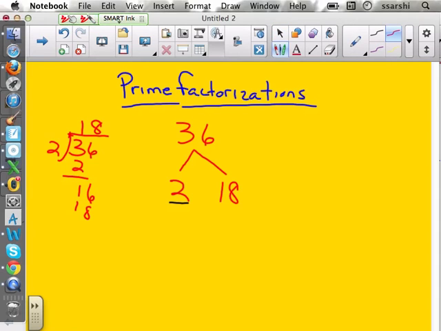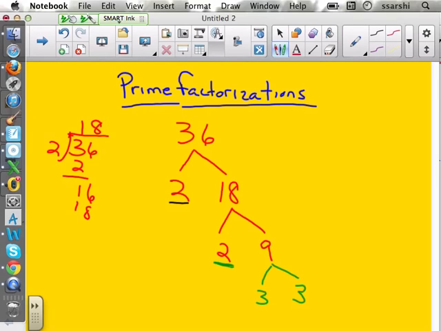I know 18 is not prime, so I draw my branches. I think of what can go into 18, what are the factors of 18. I know it's another 2 and a 9. So again, I say to myself, 2 is prime. I can't go any further than a 2 and a 1, which is how I know it's prime. But 9 is not prime. There are factors of 9. The first thing that comes to mind is 3 times 3.